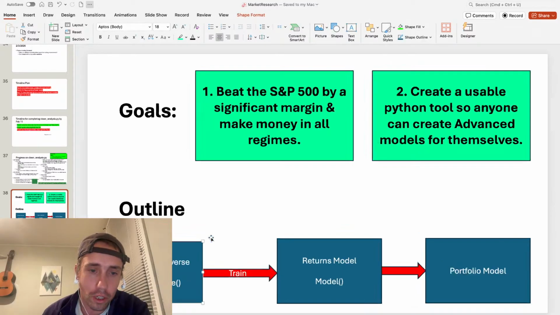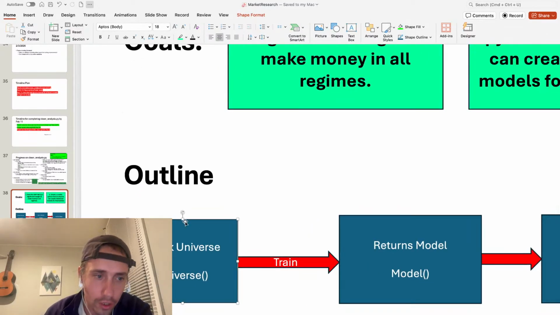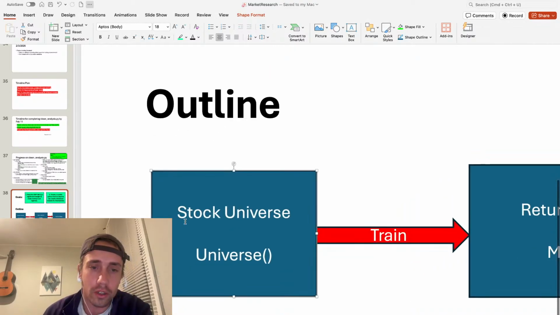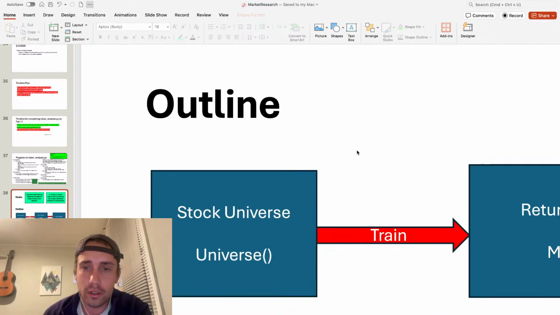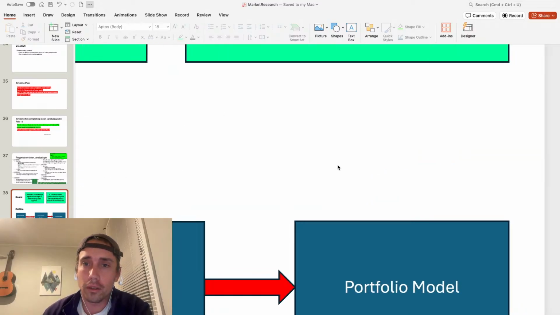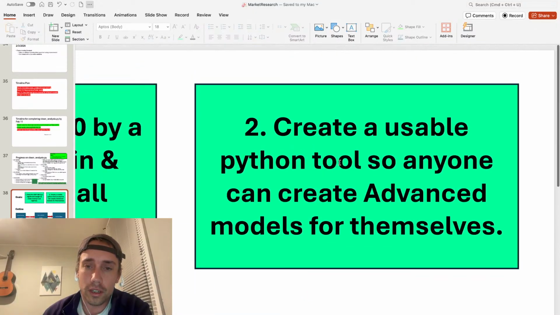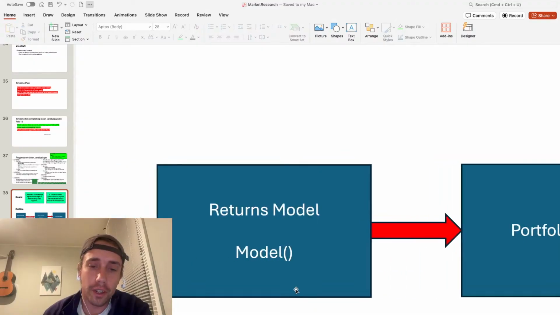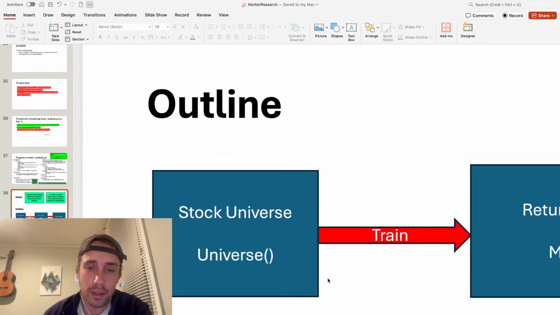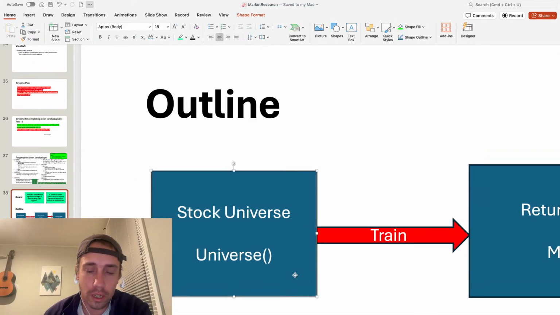First, I'm starting with a stock universe. You don't want to use all stocks that you have access to. So I have data going back to 2011. I should say one of the main requirements on the second goal here is that everything should be free. So I found a good free data source that gets updated every day, going back to 2011. I'm isolating stocks from this in a stock universe.